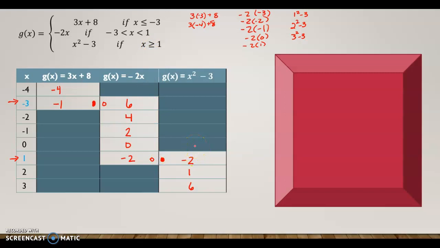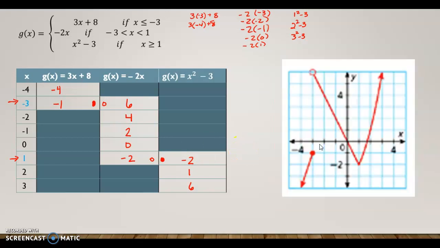So, what we're going to have, once you graph your points, it's going to look like this. Alright, so you have -4, -4, right here, -3, -1, and it goes down this way forever. Then you've got -3, 6, and that was open, like we had it. Then you had -2, 4. Okay. -1, 2. 0, 0. And then 1, -2. That was an open circle.